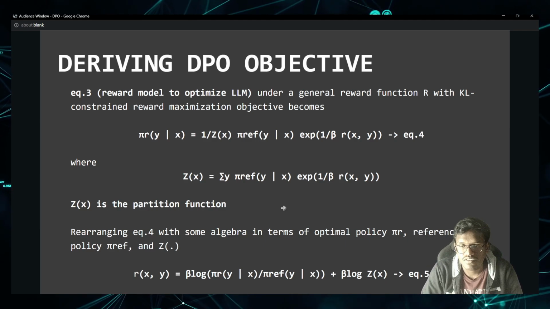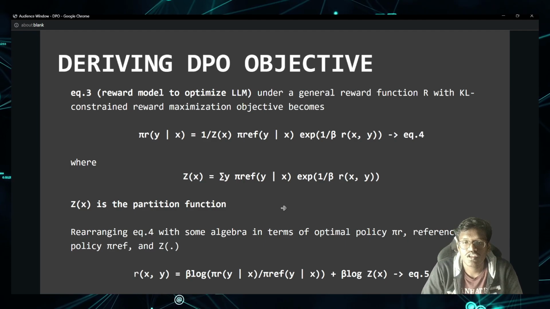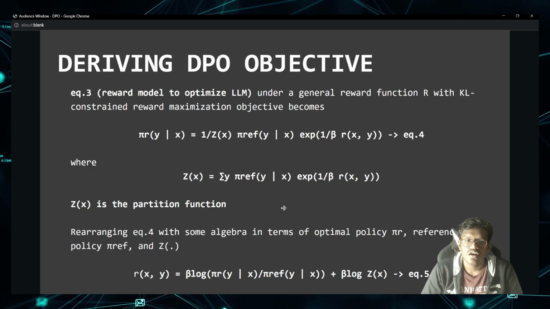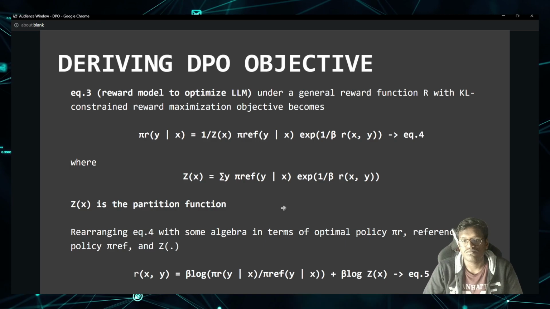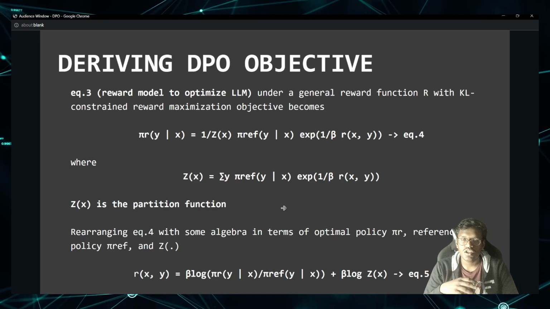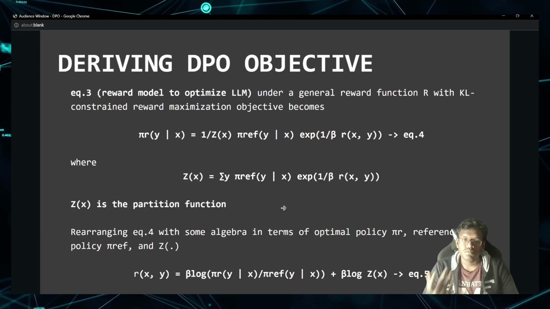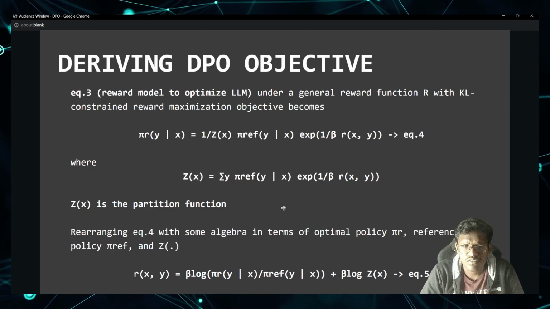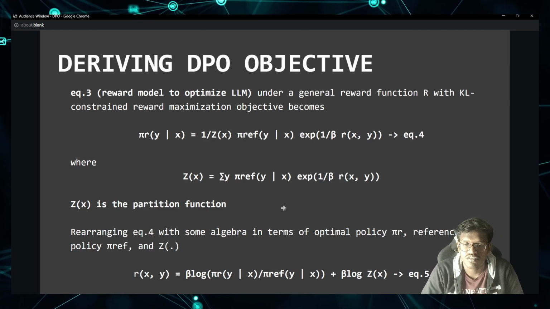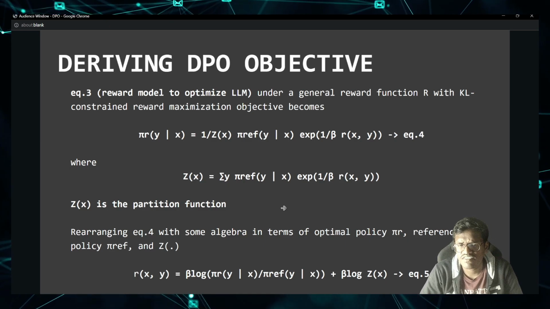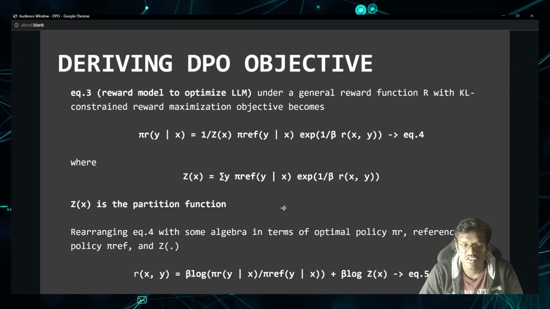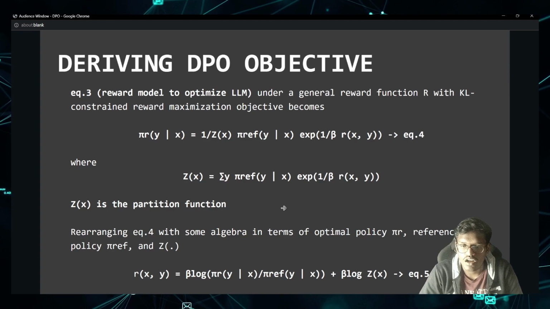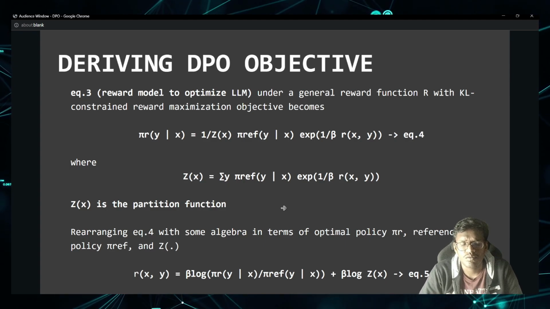But basically, the idea was that we need to make the problem statement general. The problem statement was to formulate an equation which will optimize the LLM. Here we are just changing it into a general reward function R. Still, we are considering the KL constraint reward maximization objective. Once you rearrange this equation with some algebra in terms of the optimal policy pi R, we have pi R right there.